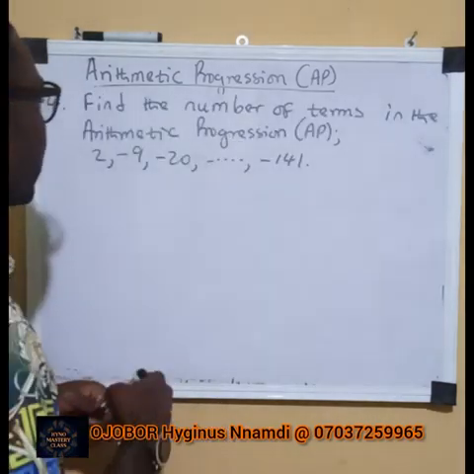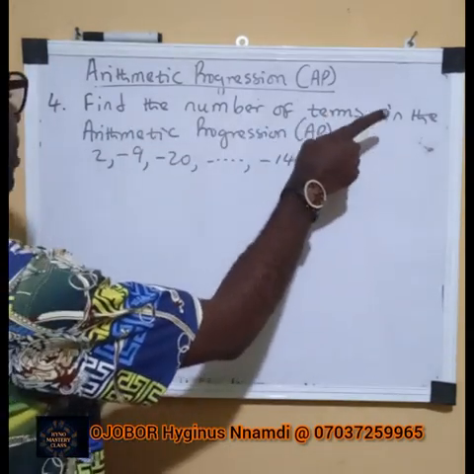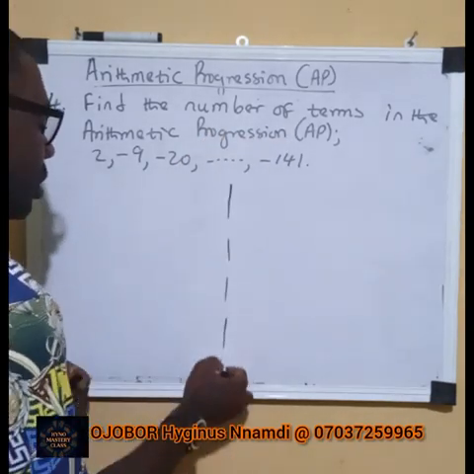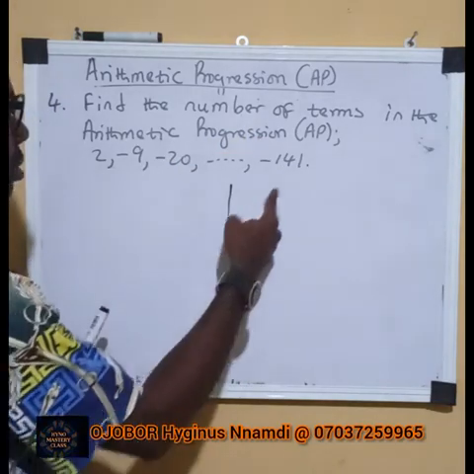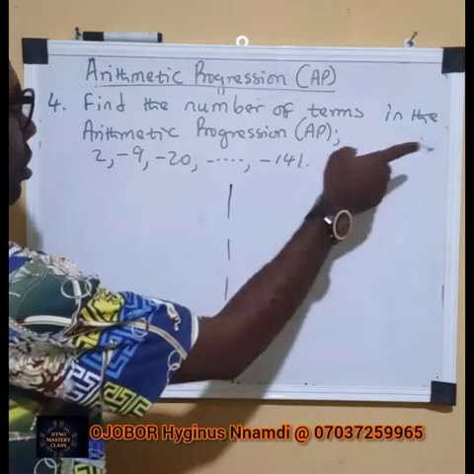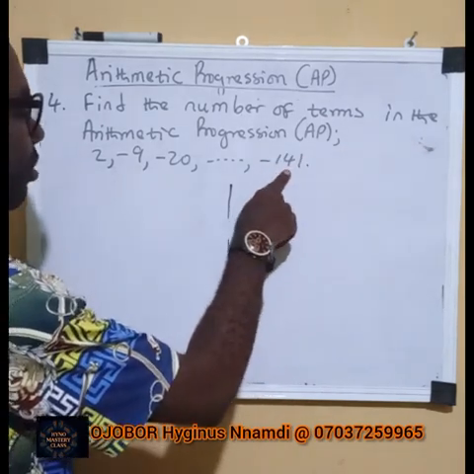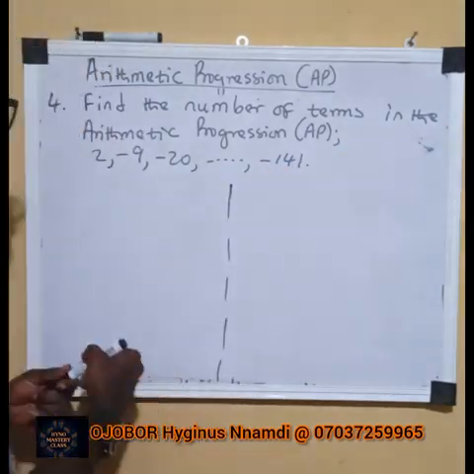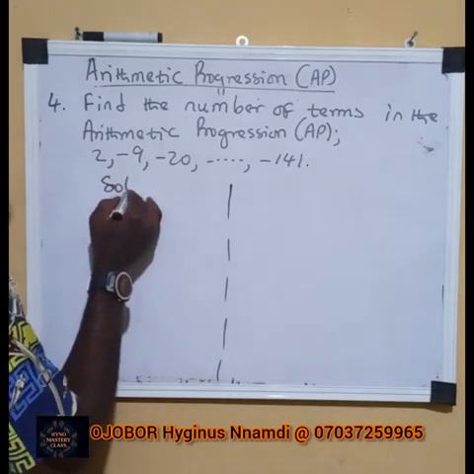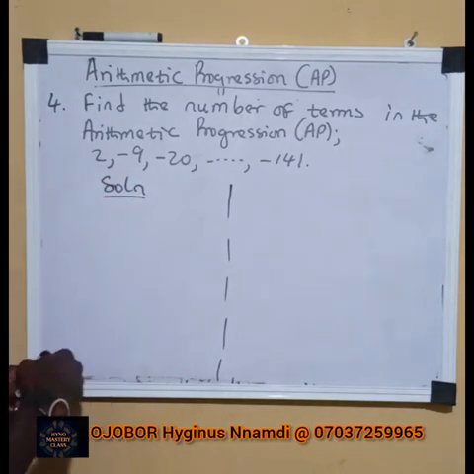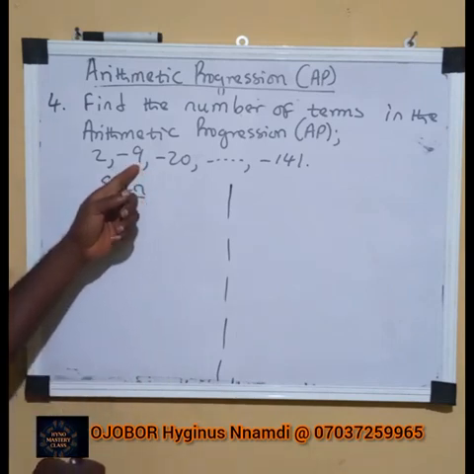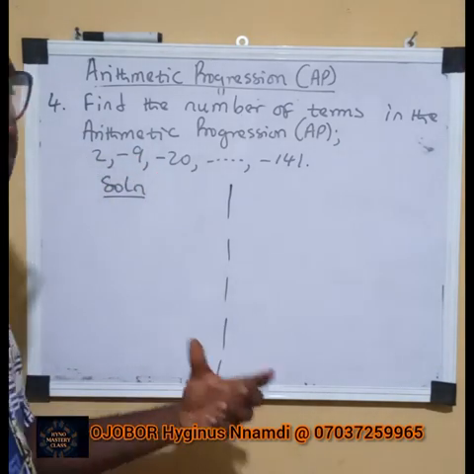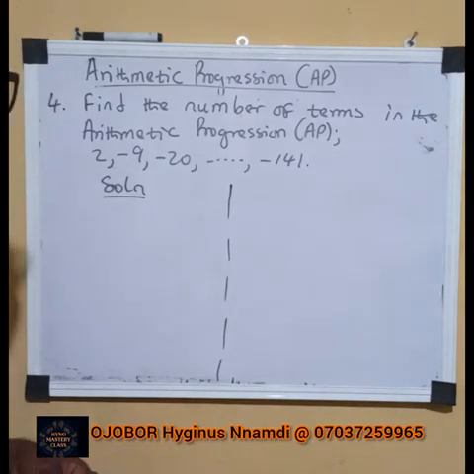So let's look at this one that says find the number of terms in the arithmetic progression, AP. This type of sequence is finite because we are given the last term, there is no dot dot dot that continues. It ended in -141. So it is a finite sequence. It has an end. The question has already stated it is an AP. But if we are not sure, we can confirm by subtracting the first term from the second term, the second from the third. If it has a common difference, then it is an AP.